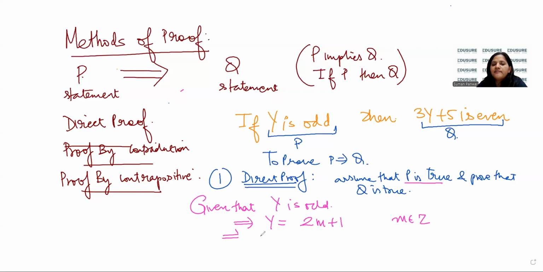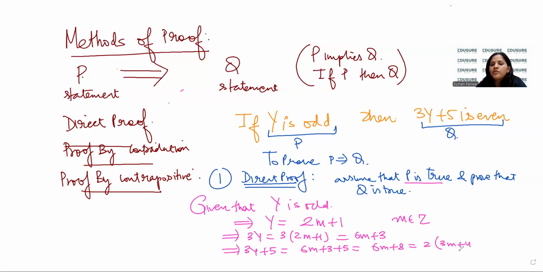So this implies that 3y is equal to 3 times (2m plus 1), which is equal to 6m plus 3. This implies that 3y plus 5 is equal to 6m plus 3 plus 5, which is 6m plus 8, which is 2 times (3m plus 4). So this is nothing but twice of some integer. 3m plus 4 is an integer because m is an integer. So this implies that 3y plus 5 is even. So this is known as direct proof, where we assume that P is true and prove that Q is true.